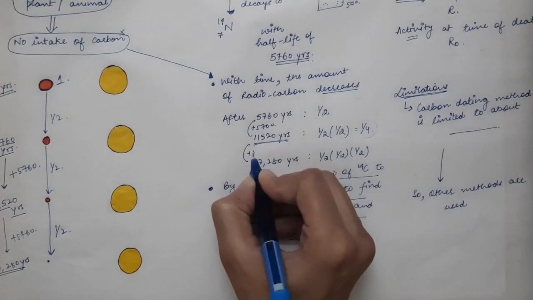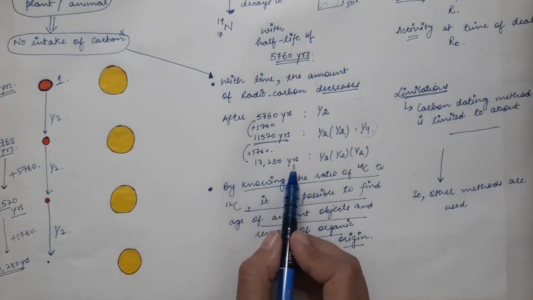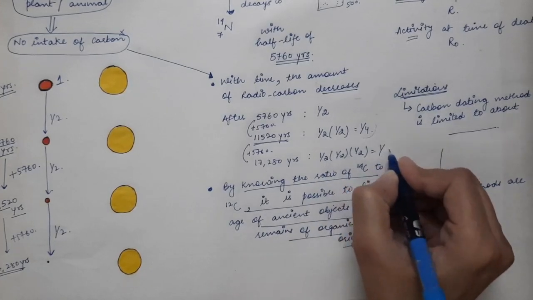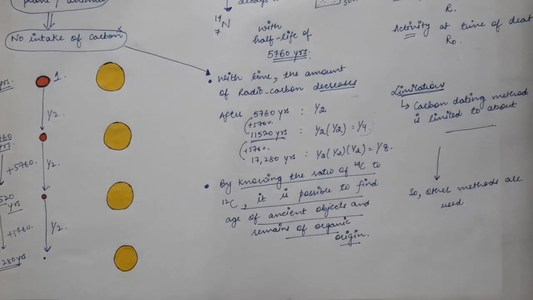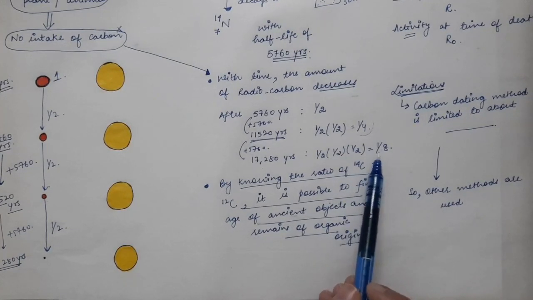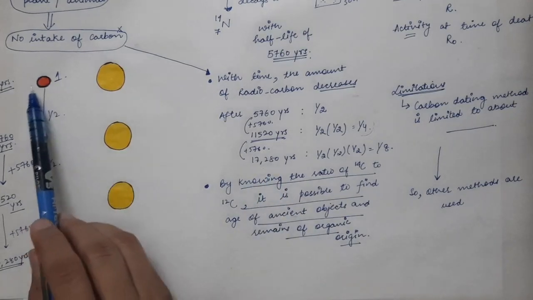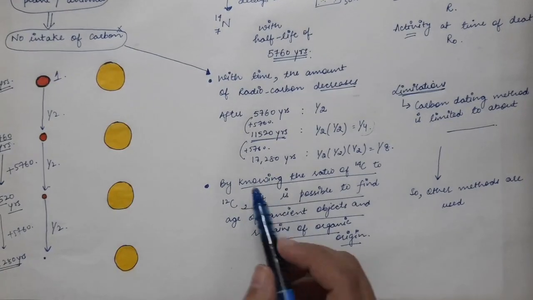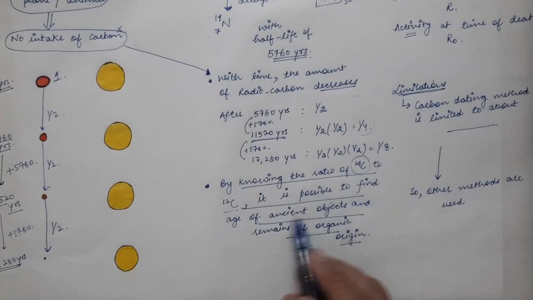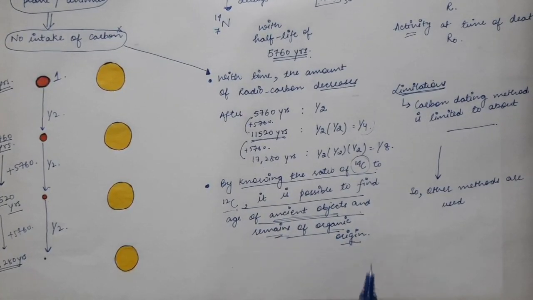Then again after 5760 years, meaning 17,218 years, the quantity will be half of half of half, equal to 1/8. So by determining how much radioactive carbon is left in the sample, we can actually find how many years have elapsed after the death of the particular species. By knowing the ratio of radioactive carbon to ordinary carbon, it is possible to find the age of ancient objects and remains of organic origin.